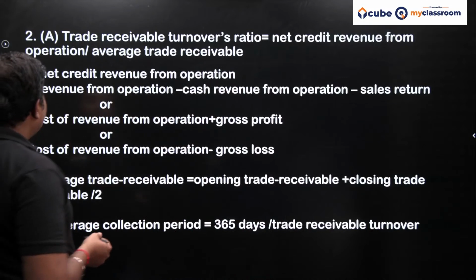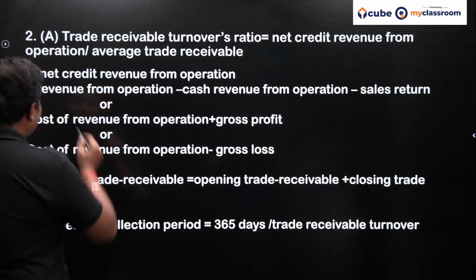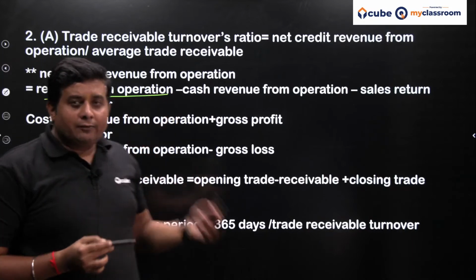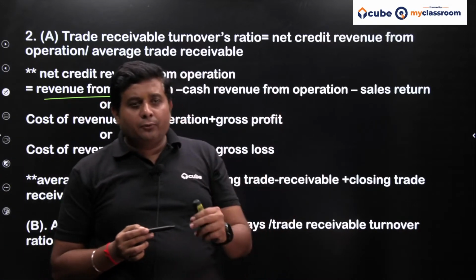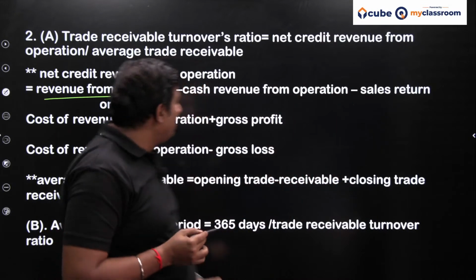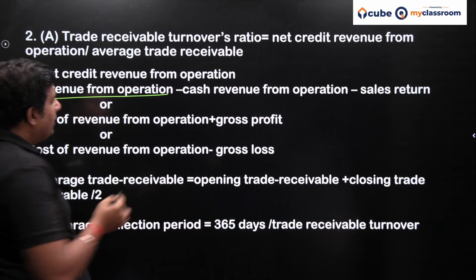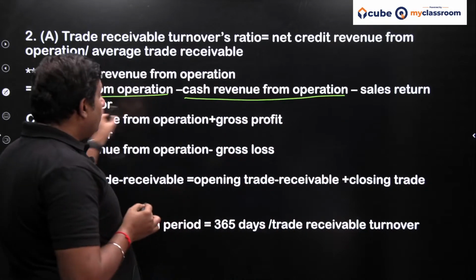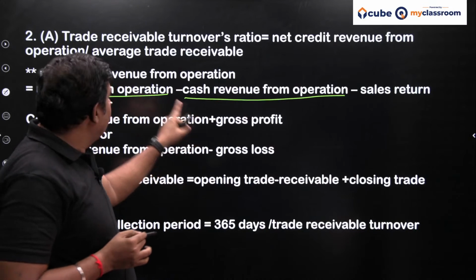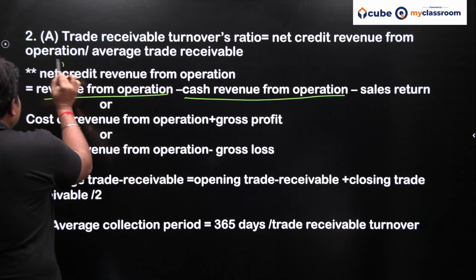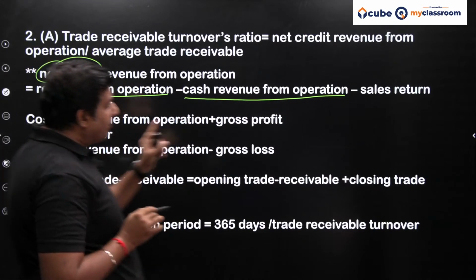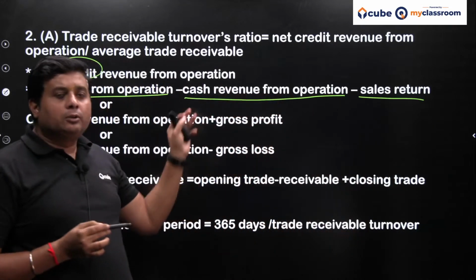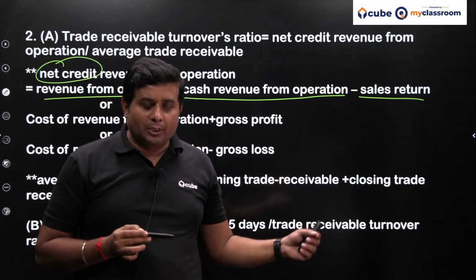So how to calculate the net credit revenue from operation? So basically revenue from operation में, when I say revenue from operation, it means total revenue from operation, which includes the cash revenue from operation as well as the credit revenue from operation. So total revenue from operation में, if you could subtract the cash revenue from operation, so it will give you the credit revenue from operation. But what we are looking for? We are looking for net credit revenue from operation. So suppose if any sales return is also there, and if you could subtract it from there, so you'll come to know about the net credit revenue from operation.